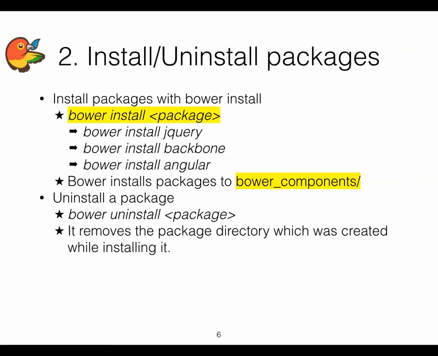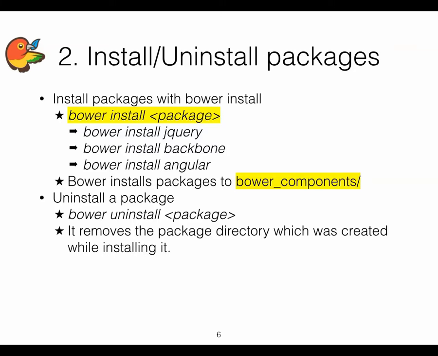Now, how we can install and uninstall packages. Since Bower is a command line tool, all we need to do is run some of the commands using our command prompt, and the rest of the things will be done automatically. Now, to install any package, the command is simple: bower install package name. Let's say it can be jQuery or Backbone or Angular. bower install jquery, bower install backbone, bower install angular.